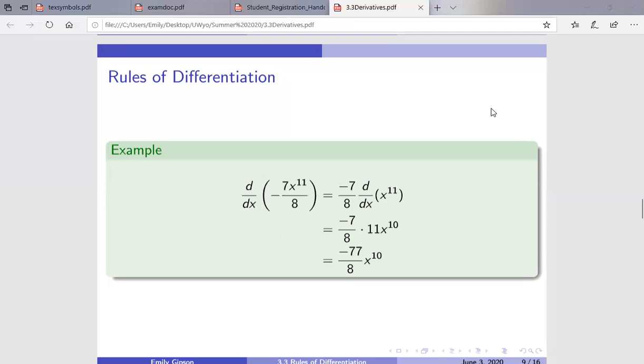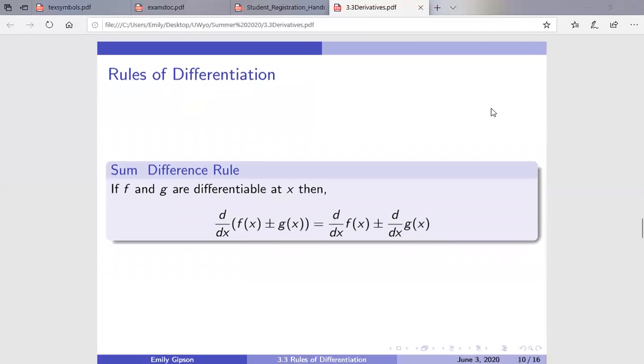11 comes out in front. x to the power of 11 minus 1 is 10. I'm left with negative 7 divided by 8 times 11 times x to the power 10. And that's the same as negative 77 divided by 8 times x to the power 10.